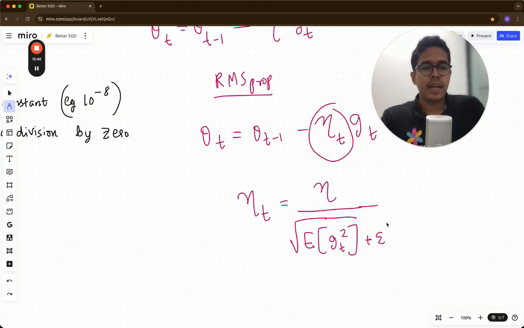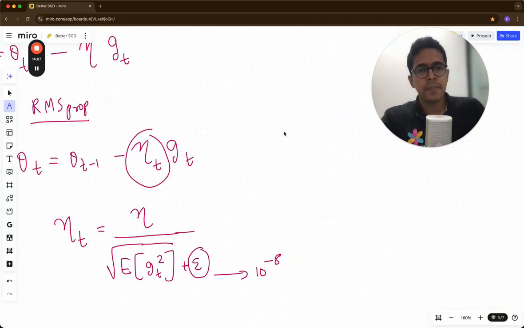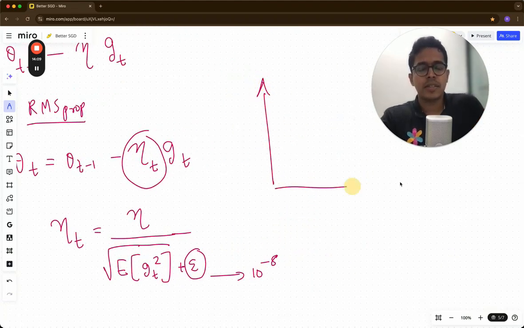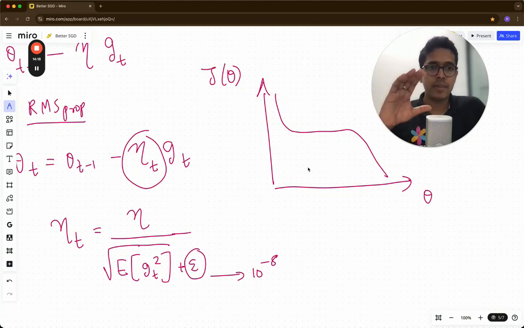So now here epsilon is a very small number, like 10 to the power of minus 8, so that in the first time step when g_t is 0, you are not dividing by 0, but rather you are dividing by 10 to the power of minus 8. So here what this is saying is, imagine that your gradient was completely 0. For example, let's say your function looked like this. And this is J of theta versus theta, right? And imagine that you start with a random value of theta, right?